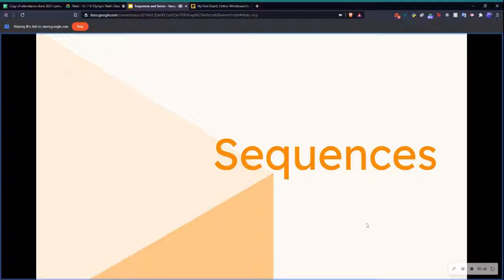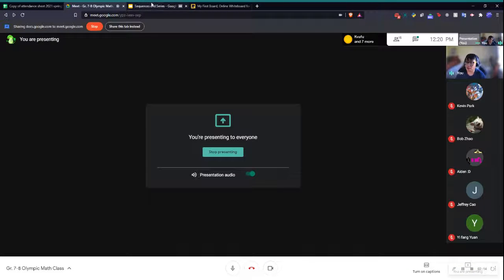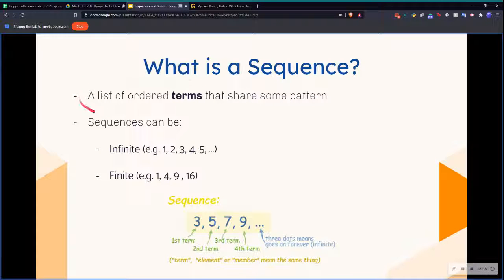So let's look at what a sequence actually is in mathematical terms. A sequence is a list of ordered terms, so terms like each number. As you mentioned, list is part of the definition, that shares some pattern, and pattern is what I believe Aiden mentioned. Combine those together and you get your actual definition of a sequence. Good job, guys.